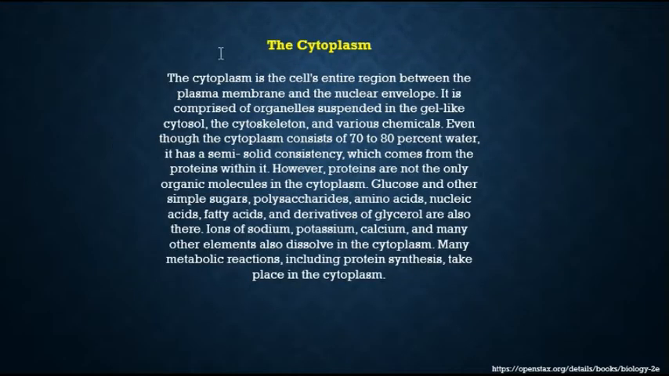Next, the cytoplasm. Okay, before we go on to the cytoplasm, don't think that the plasma membrane is only this. In the next two lectures, I will describe in detail the plasma membrane model, structure and function. Since this chapter is about the cell as a whole, we are just giving some basic concepts about all the organelles. Next is the cytoplasm. This is the cell's entire region between the plasma membrane and the nuclear envelope. It is comprised of organelles suspended in gel-like cytosol, the cytoskeleton and various chemicals.